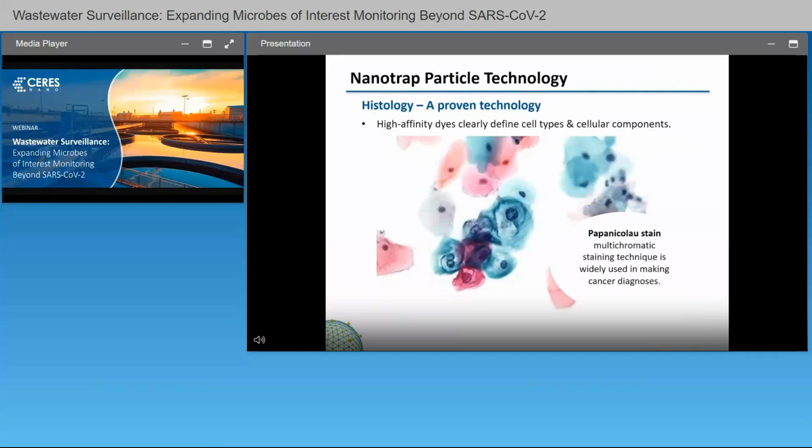The Nanotrap particle technology is based on histology dyes, which are an established technology that do a good job at binding defined cell types as well as cellular components. Pathologists today continue to use this staining technique to evaluate cells to potentially make a diagnosis such as cancer.